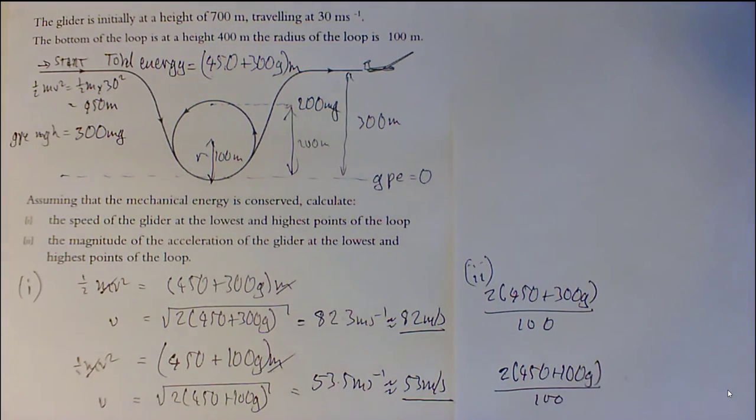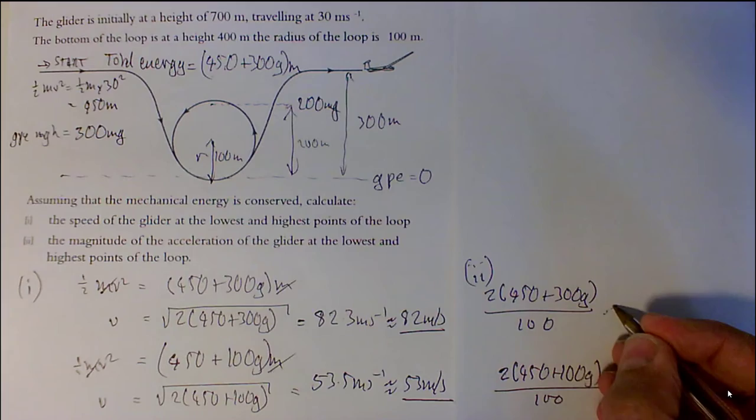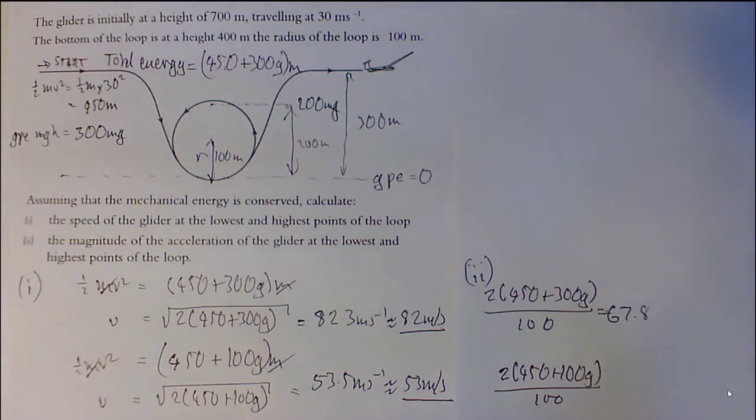And at this point, I do differ somewhat from the answers in the back. I reckon that this higher figure here comes in at around about 67.8 meters per second squared, not 67.2 as I think it is in the book. Although I do agree with the figure at the bottom, 28.6 meters per second to the minus 2. Those are my answers to parts 1 and 2.